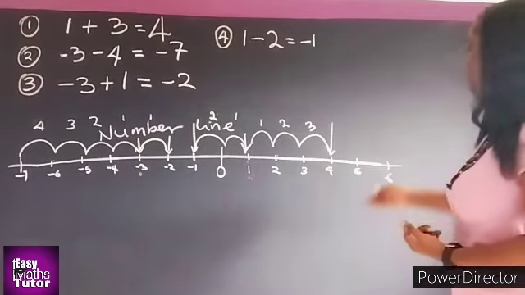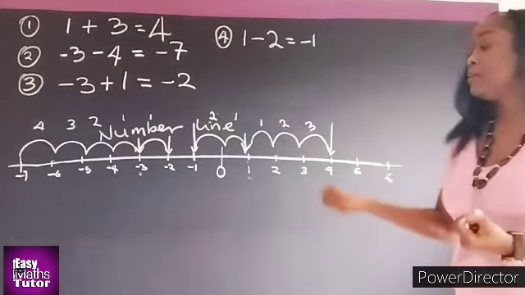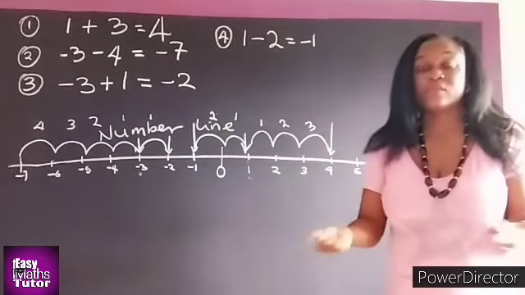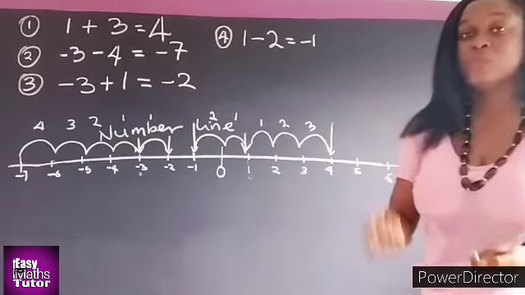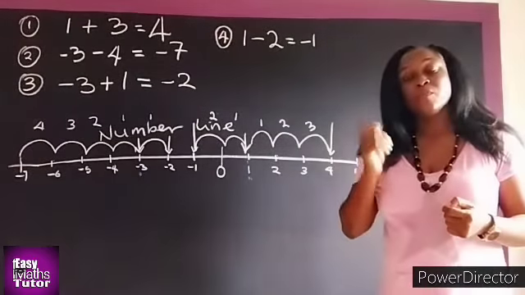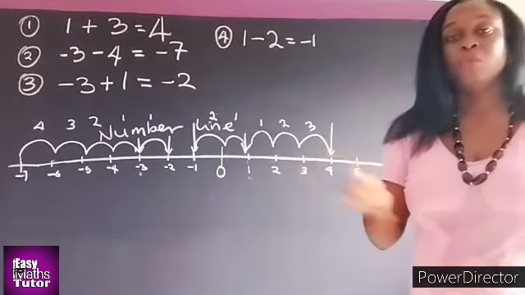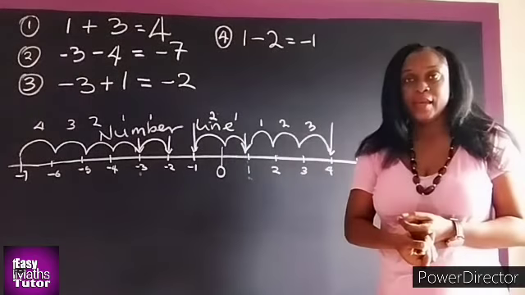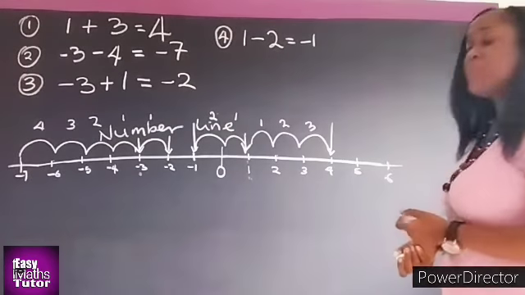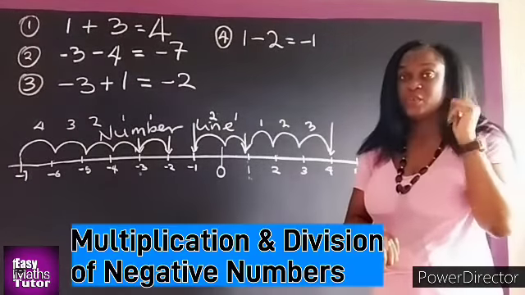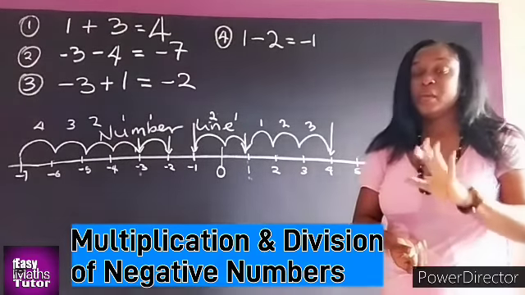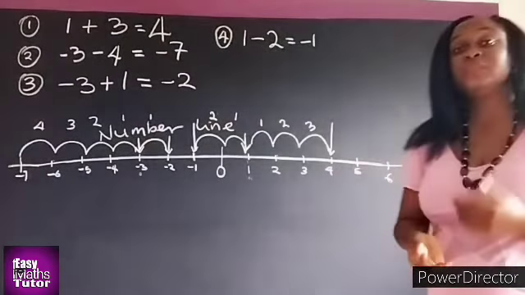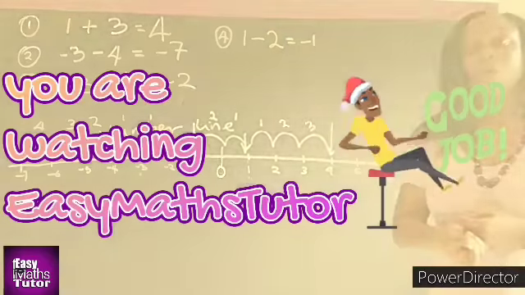Now, the number line can be used to only solve problems that have to do with adding and subtracting. But when you have to solve problems that have to do with multiplication and division, you may not be able to use the number line. So, for multiplication problems and division problems, there's a different way to solve them when you have negative numbers or positive numbers in them.